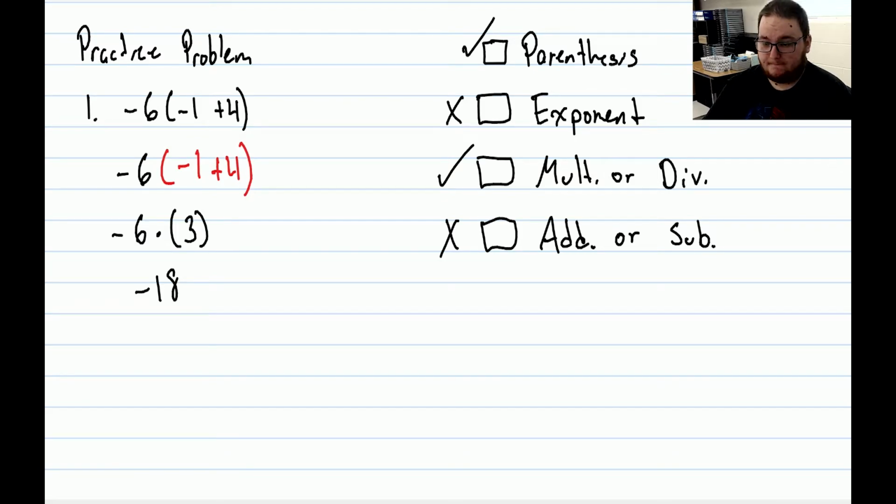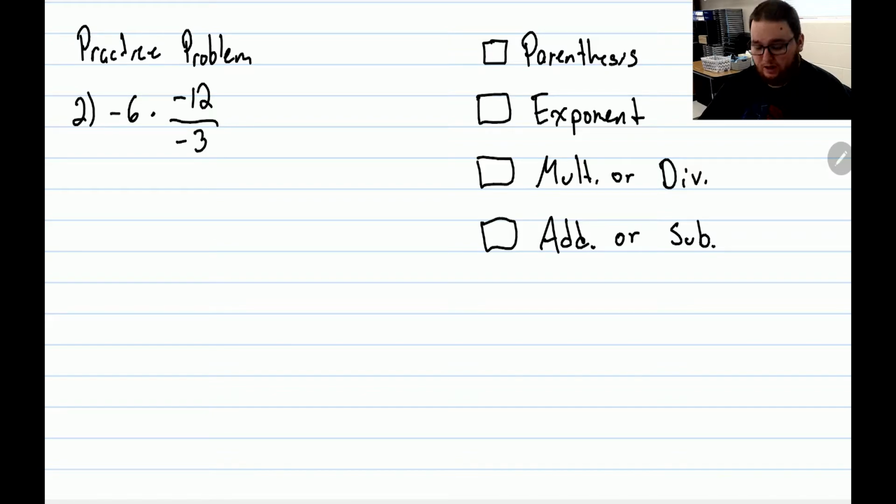Okay? So for our second practice problem, we have -6 multiplied by -12 divided by -3. We can think of this as more of a fraction multiplication. So what I'm going to do is write -6 as -6 divided by 1. And now we have 2 fractions being multiplied together. Whenever this happens, we're able to just multiply straight across. So we're going to multiply the 2 tops, and then we're going to multiply the 2 bottoms.